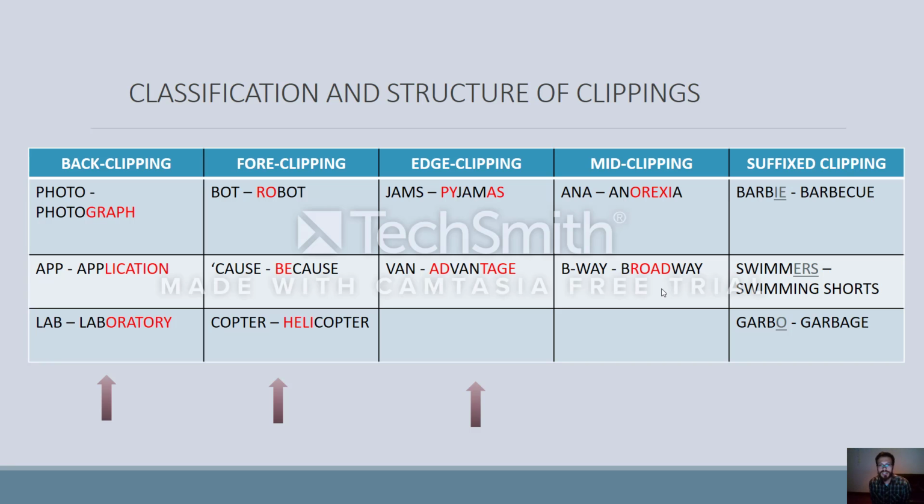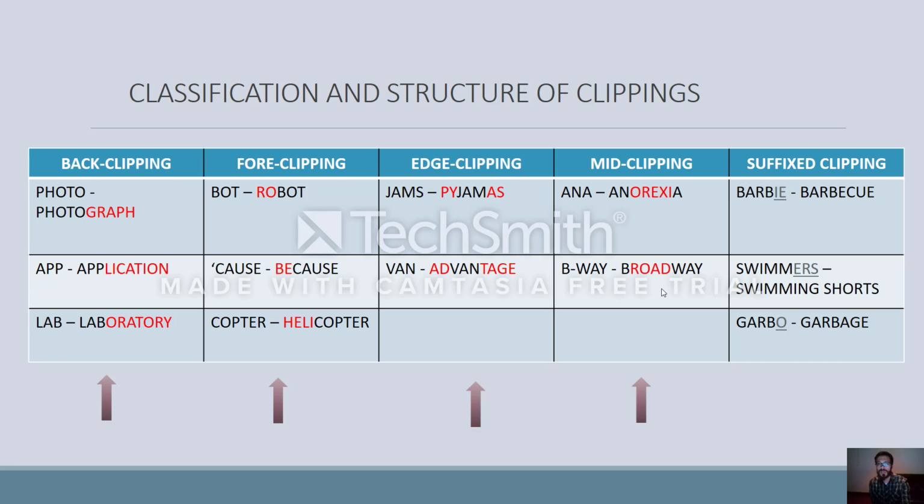The mid clipping is the opposite of the edge clipping. It means that at this point, you are not removing the extremities, but you are keeping them. For example, the word anorexia, you have to keep the A and the N at the beginning, the A at the end, so the mid clipping for this word is ana. In Broadway, we will say that is B-way.